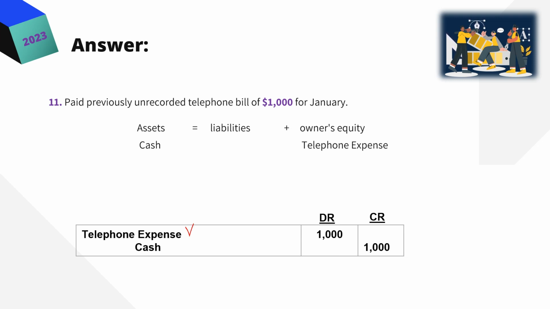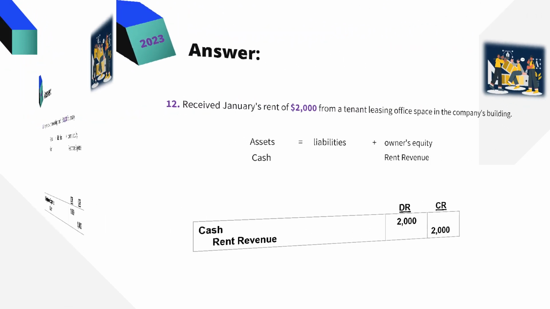An expense is increased on the left-hand or debit side, and the journal entry is to debit telephone expense for $1,000 and credit cash for $1,000.